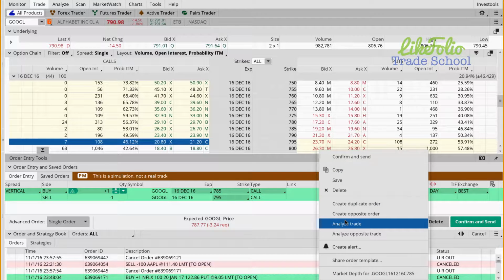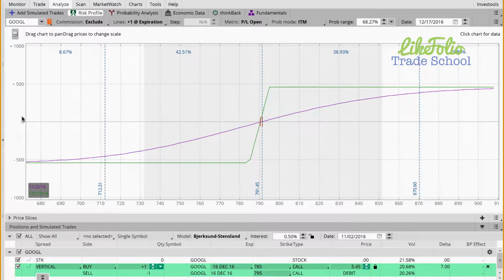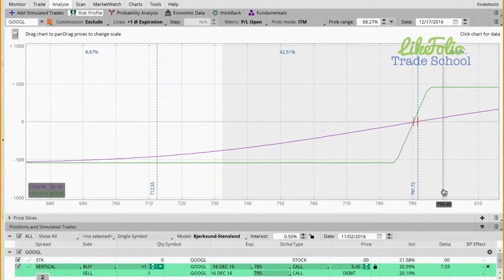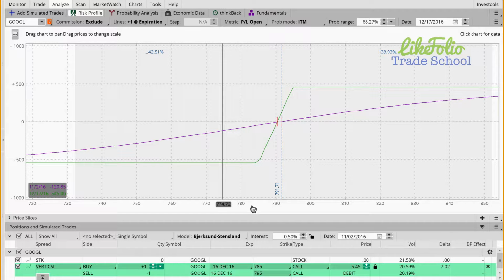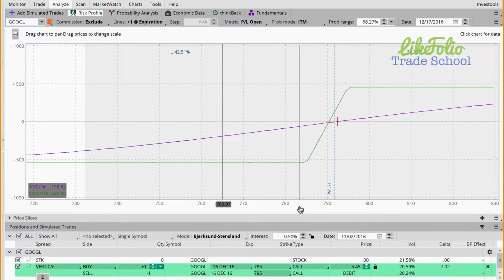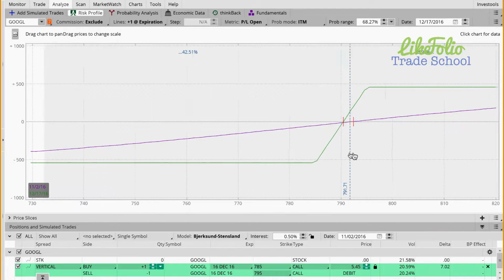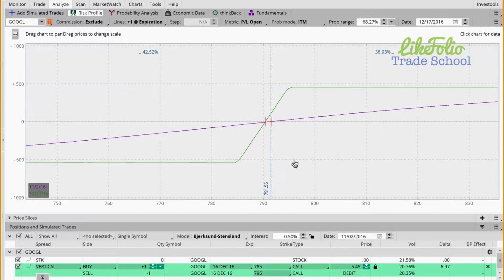Let's right click, analyze trade. We're looking at the risk profile once again. Just to reiterate, we have our profit loss on the y-axis, we have the price of Google on the x-axis. I'm going to manipulate this a little bit to give a better view. To manipulate, you can just left click and hold on the numbers on the x-axis to stretch it out a bit, and you can left click and hold anywhere inside the graph to move it left or right. Just slide left or right with your mouse while you're holding the left click down.